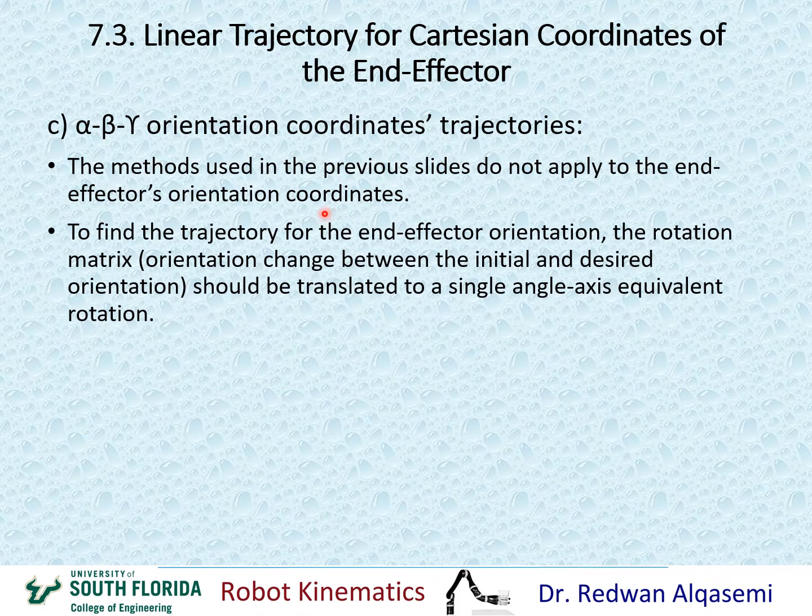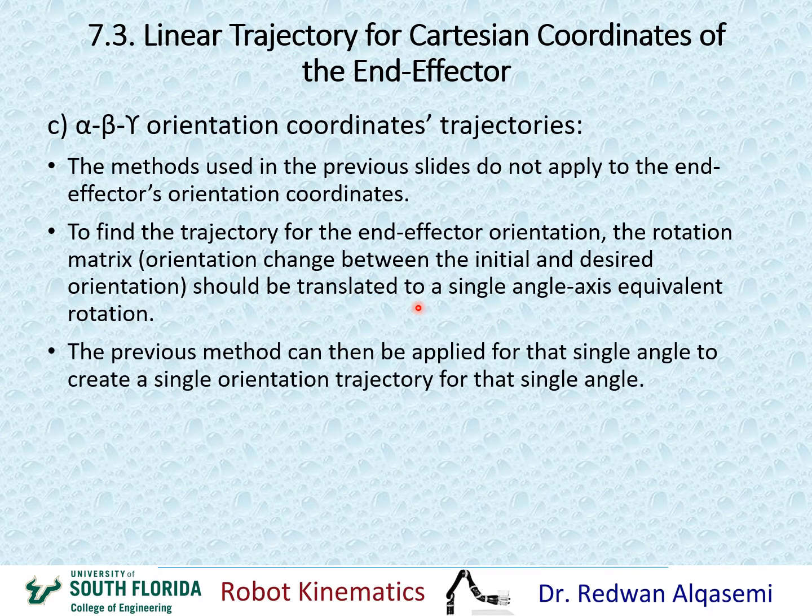And simply, if we need to find the rotation or orientation trajectories for our end-effector, the first thing we have to do is find the rotation matrix, which represents the orientation change between the initial and desired orientation. So remember, we have t initial and t final, and the rotation initial and rotation final would have some kind of a rotation between the two. So we need to find the orientation change, and that would be translated into a single angle, single axis equivalent. Okay, so that rotation matrix would be transformed into single angle, single axis.